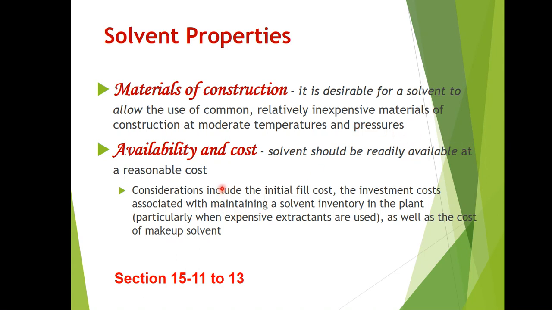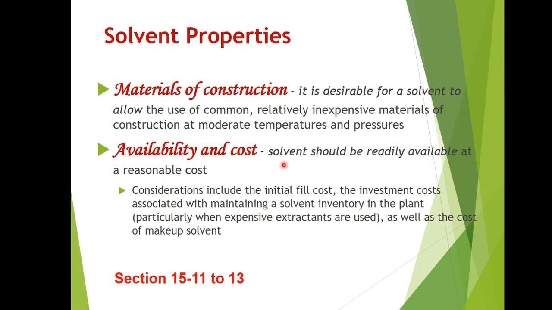Then availability and cost. I think in any project study, this is second only to safety. The first is safety, then second is the availability and the cost of the particular material to use. So it's really immaterial to have a solvent having all the good properties if it's not available and it's very costly. So alternatives are normally considered in this case, that way the cost will not really hurt the overall process. So the solvent should be readily available at a reasonable cost.